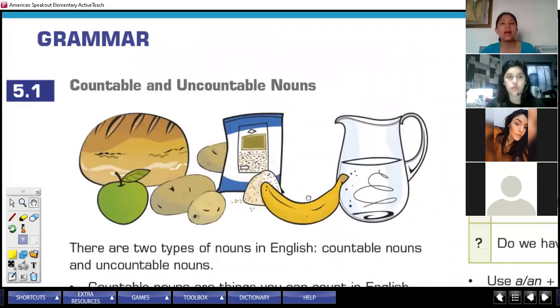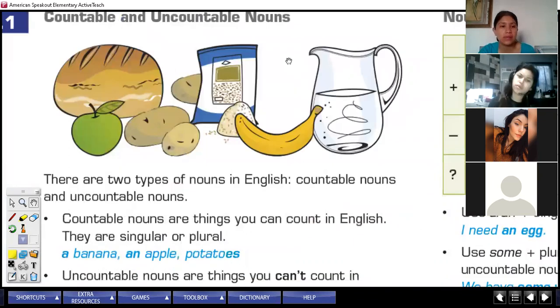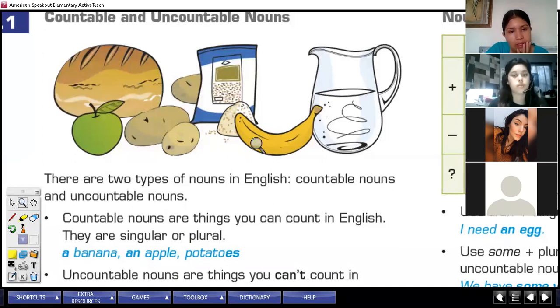Okay, so here we have countable and uncountable. No lo puedo hacer un poco menos grande, no sé por qué. Okay, so como les comentaba ahorita, there are two types of... Ahí está.